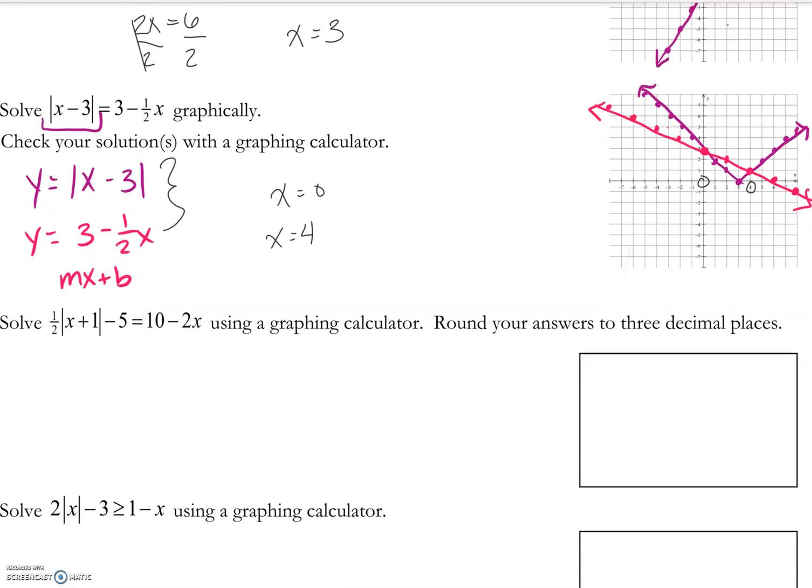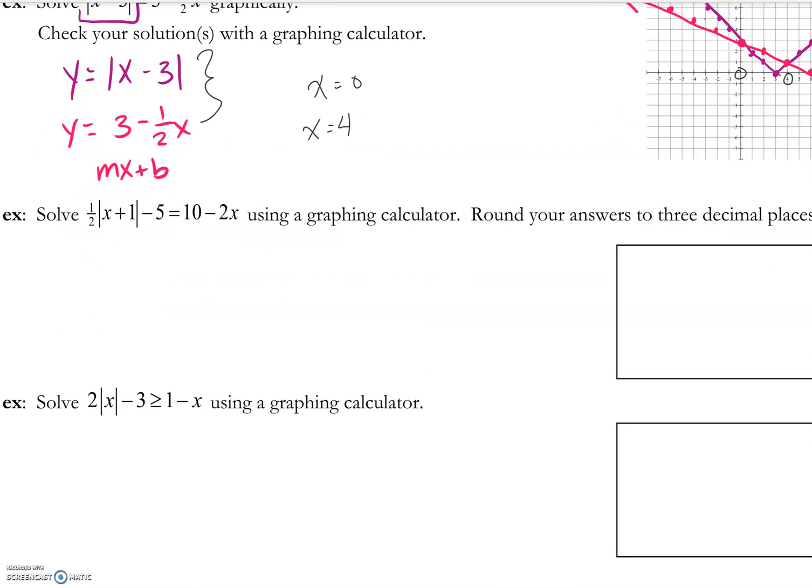Okay, for the next one, we're just going to keep going. Solve this equation using your graphing calculator. So now I just want to use the graphing calculator. We can draw our window here.